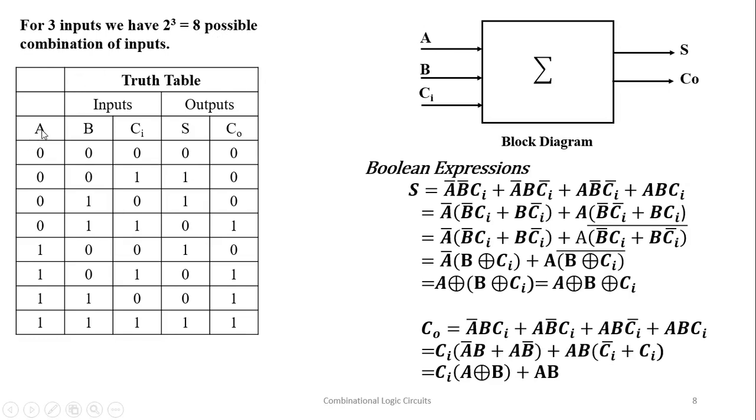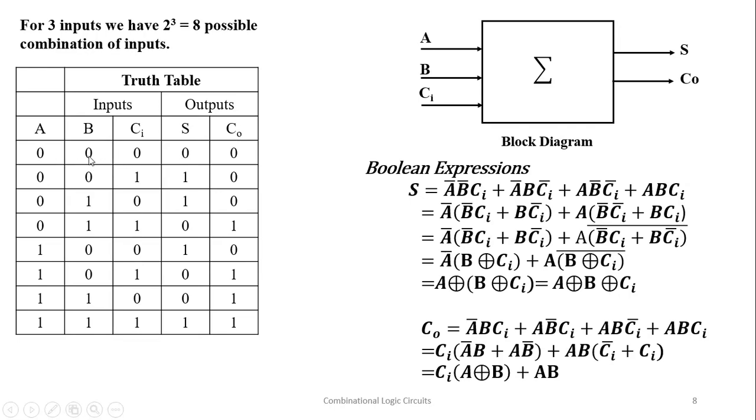So we are going to develop a truth table. These are the inputs A, B, and CI. We have these 8 possible combinations for these 3 inputs, and these are the 2 outputs, sum and carry out. Now to develop the sum and carry values, we add these 3 bits.